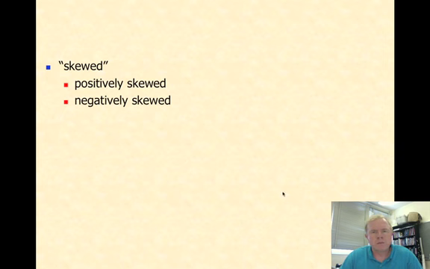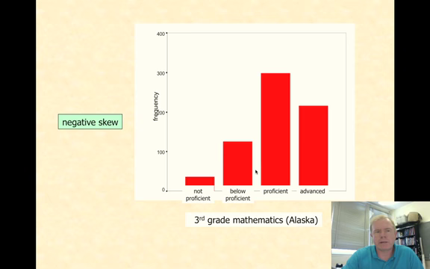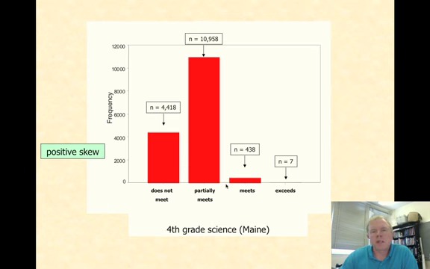So to be clearer, let's look at what those look like. So a negatively skewed distribution, as you see, most of our students are doing well, but the tail, if you will, is extending down towards the bottom of the distribution. Okay? Positively skewed distribution is just the opposite. Most of the scores are in the poor range, with fewer of the scores extending upward. That's a positive skewed distribution.